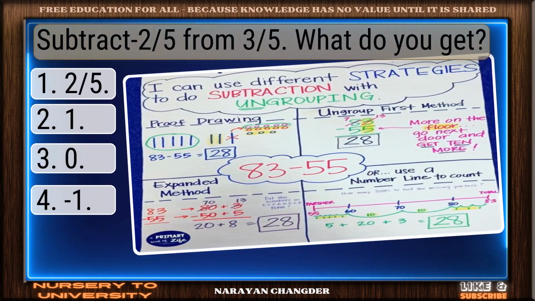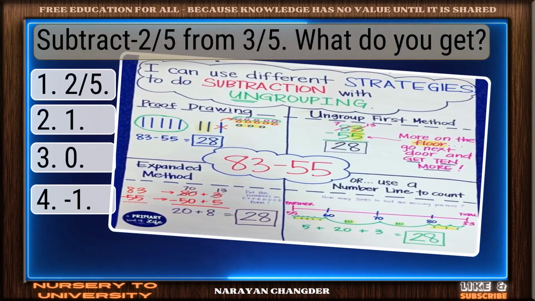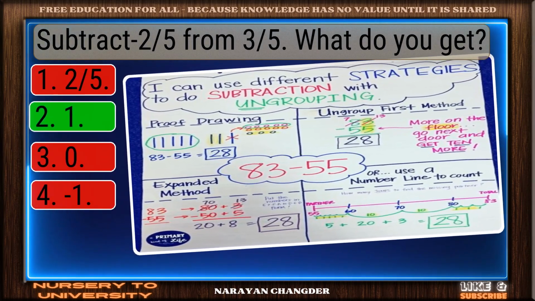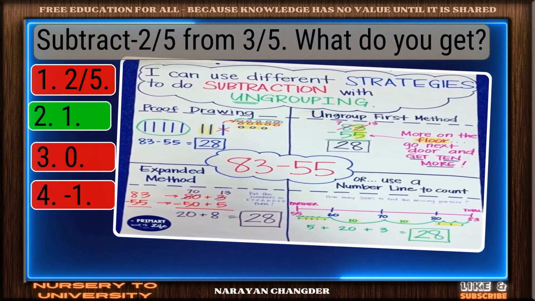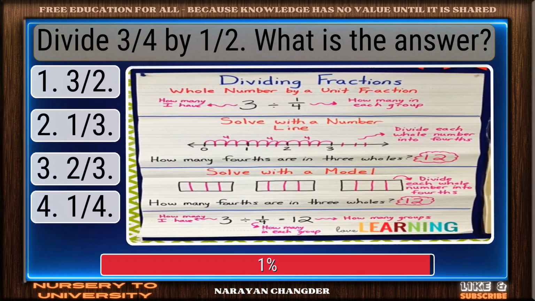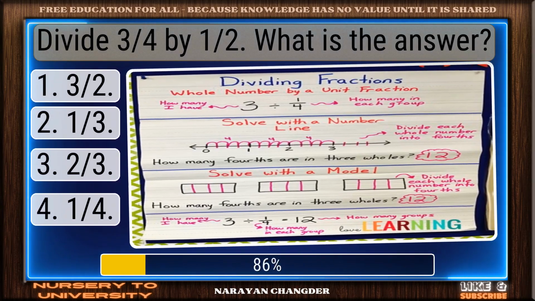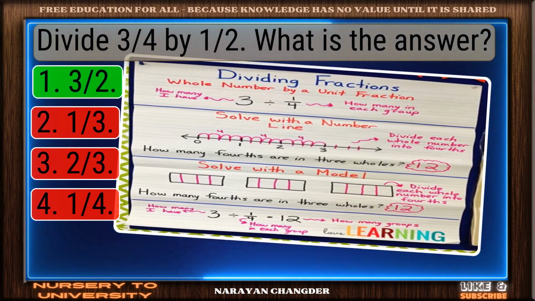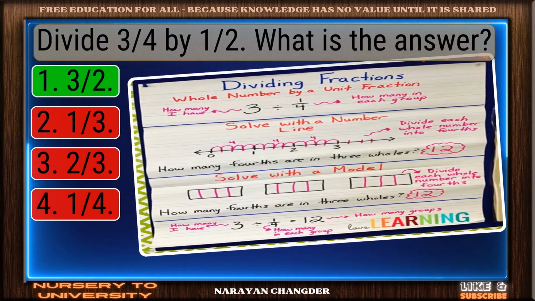Question number 39. Subtract 2 by 5 from a 3 by 5. What do you get? Well reasoned. 1 is the correct choice. Question number 40. Divide 3 to 4 by 1 to 2. What is the answer? Clear logic. Your choice 3 by 2 is sound and 100% true.